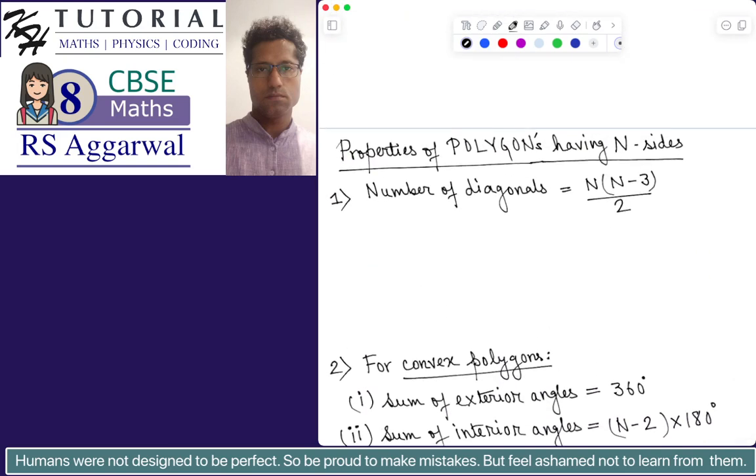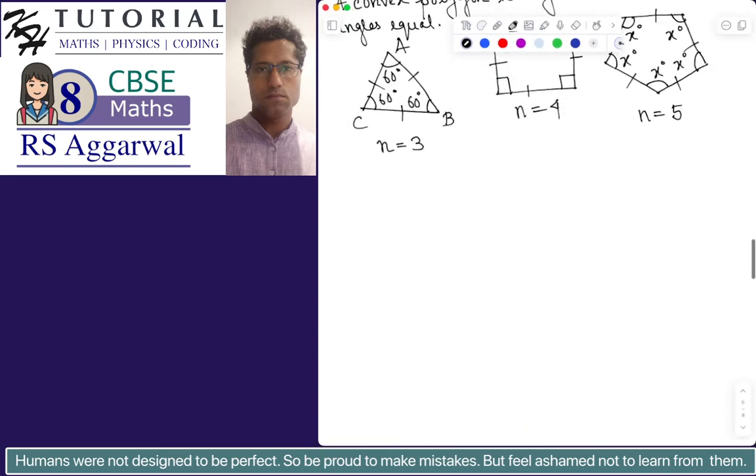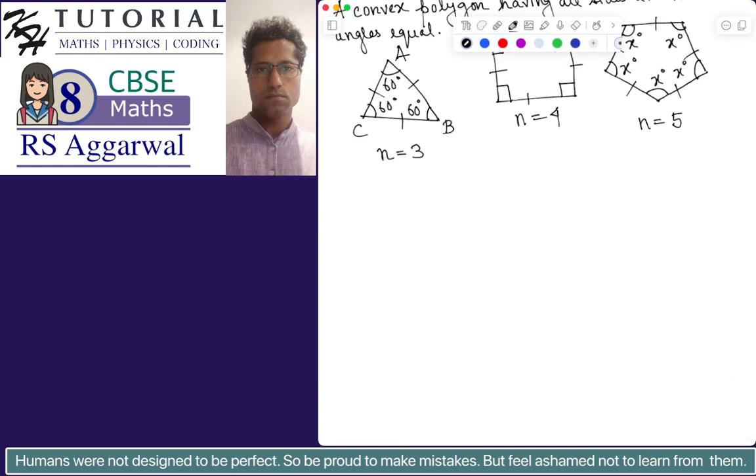The number of diagonals of a polygon of n sides: assuming the polygon has n sides, the number of diagonals will be equal to n into n minus 3 by 2. Now what are diagonals of a polygon? Let's say I'm drawing a polygon, not a regular polygon. Let's name the polygon A, B, C, D. So this is a polygon having 4 sides. Now what are the diagonals? This is a diagonal. This is another diagonal. That is, you take a vertex and connect it to all other vertices by a line.